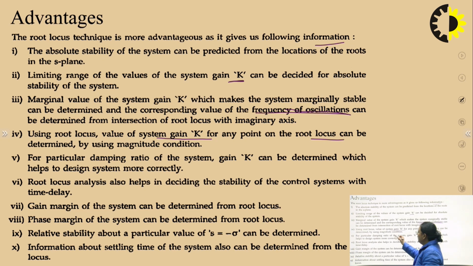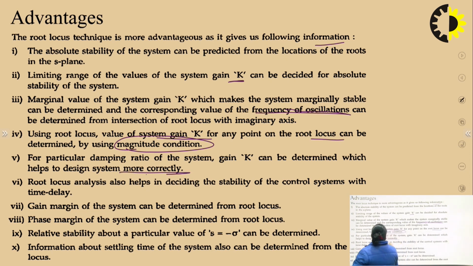By using the root locus, the value of system gain K for any point on the root locus can be determined by using the magnitude condition, right? And for a particular damping ratio of the system, gain K can be determined, which helps us to design the system more accurately, right? The root locus helps us in deciding the stability of the control system with time delay, right? The gain margin of the system can be determined easily with the help of the root locus.